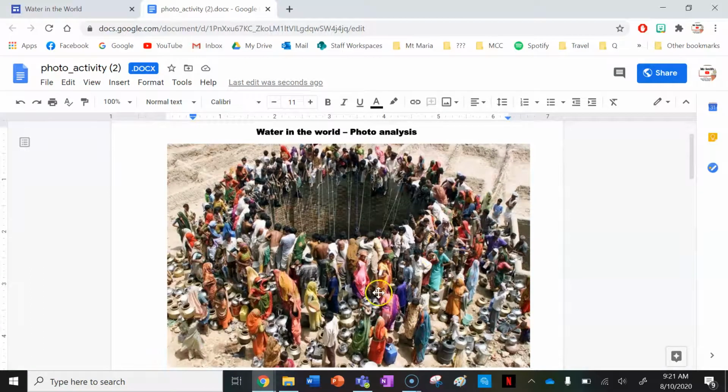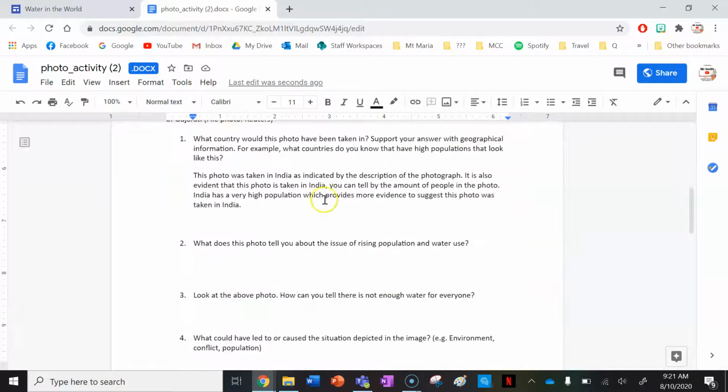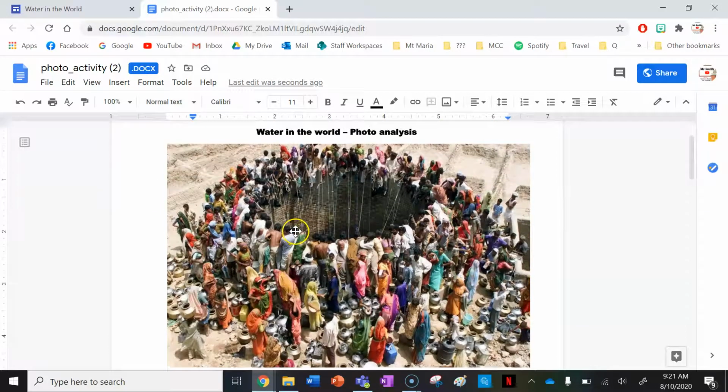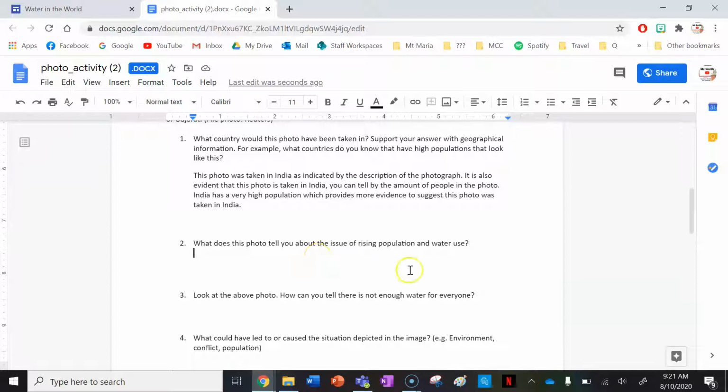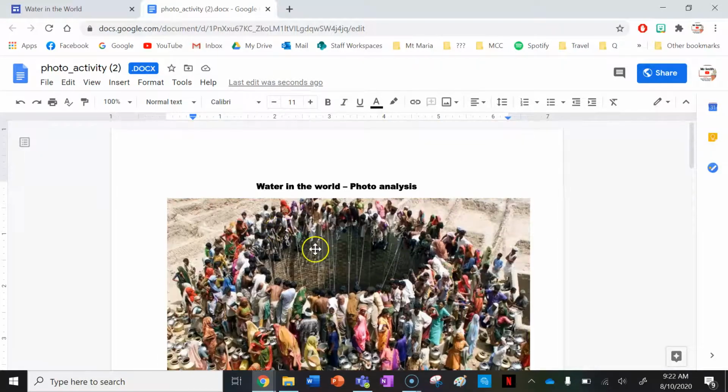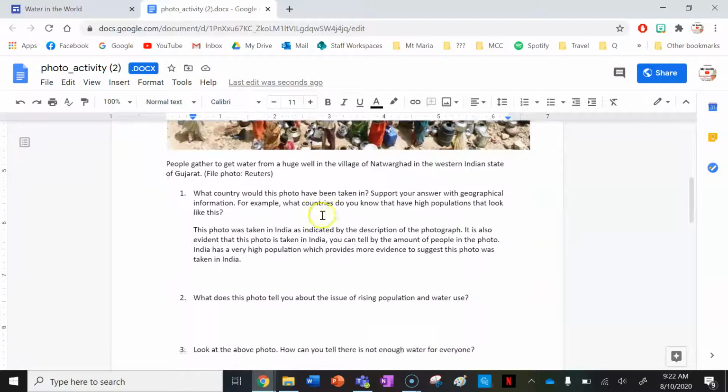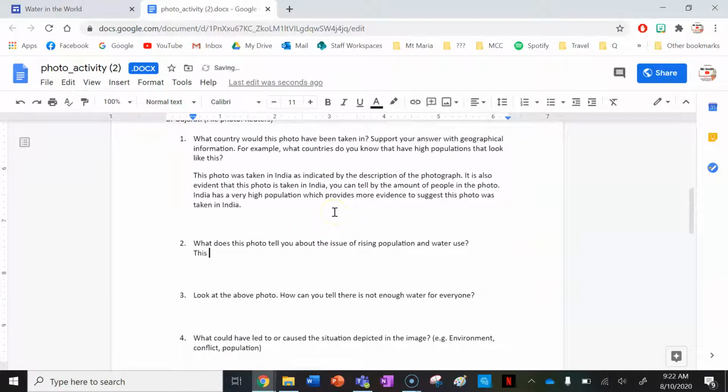So by looking at the photo, we can see that there's a heap of people around this one well. They're all trying to gather water. They've got to reach their containers quite far down, and they're all cramming around to try and get some water. It's quite deep, so we can tell that a lot of people have already taken a lot of water from this well. So this photo indicates to us that rising population is a serious issue to water. And also, the more people you have, the less water you have to provide for everyone. So this image tells us that rising population is an issue when it comes to accessing water.